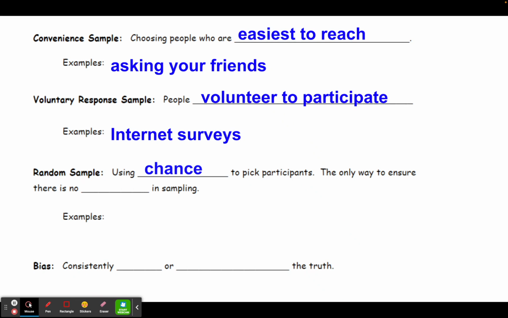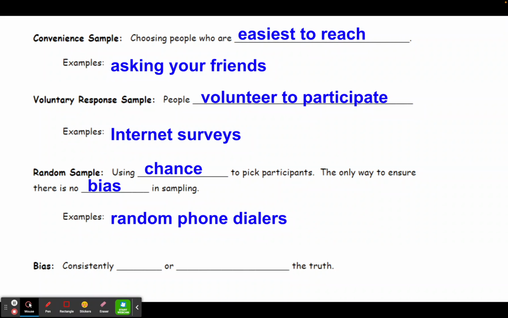Now, a random sample is where we use chance to pick participants. And this is the only way to ensure that we have no bias in our sampling. An example of this would be random phone dialers. If a county or a government agency wants to take a random sample of everybody that lives in the county, they might use a random phone dialer where a computer would generate random phone numbers and they would use that to call everybody. That way we are giving everybody a fair chance to participate.